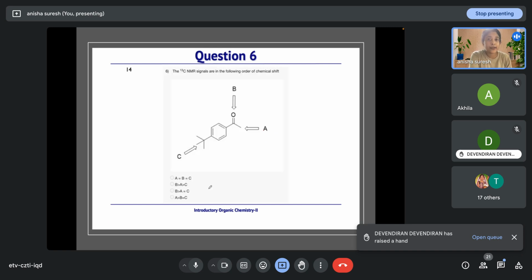Now coming to the next question. The 13C NMR signals are in the following order of chemical shift. So here they have labeled 3 different carbons. This methyl group that is next to a carbonyl, this carbonyl, and this tertiary butyl carbon. So they are asking what will be the order of chemical shift of these labeled carbons. So we should follow the chart that we have shown during the starting of the lecture. The chart that is showing the chemical shift of the carbons.